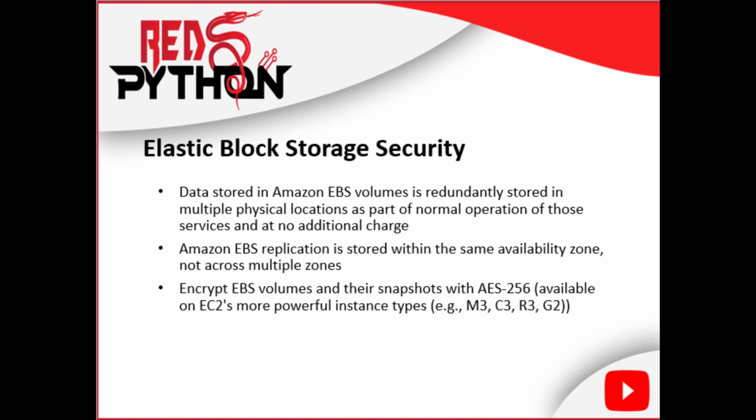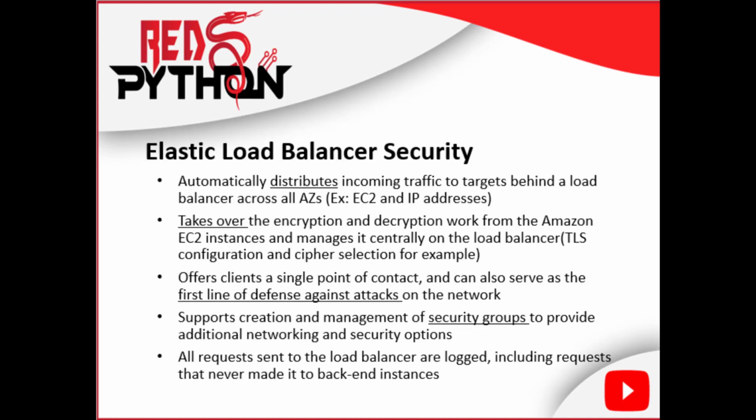You can encrypt the EBS volumes and their snapshots using the available encryption tools on AWS, using AES 256 encryption. ELB, or Elastic Load Balancer, security is really important because, as you know, ELB automatically distributes incoming traffic to targets behind it. So it can take over the encryption and decryption of the channels from the EC2 instance itself. So you'll be able to terminate your TLS connections on the load balancer.